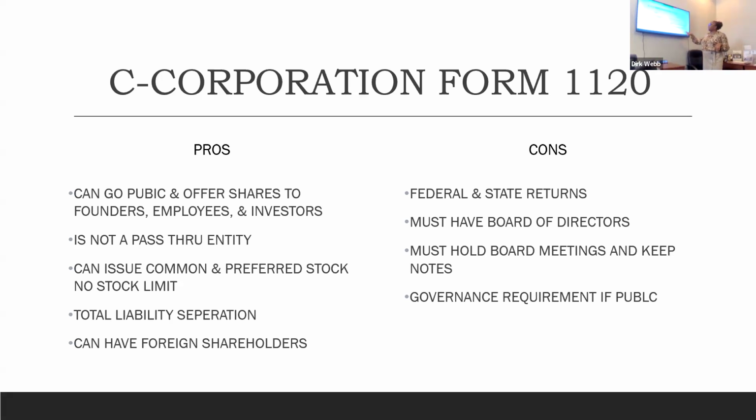You can issue common and preferred stock, and they don't limit how much stock you can offer. And you have total separation here between your personal and your corporation tax return. And with this one, you can have foreign shareholders. So that's the plus. For the businesses I set up, I focus on this part.